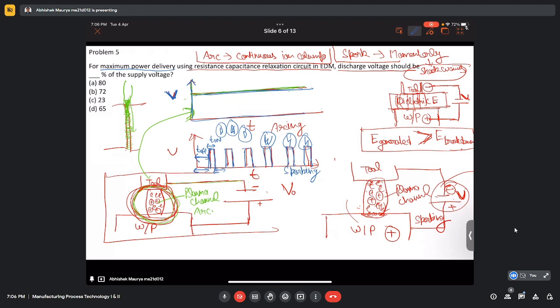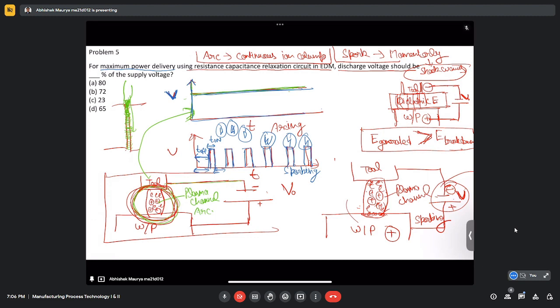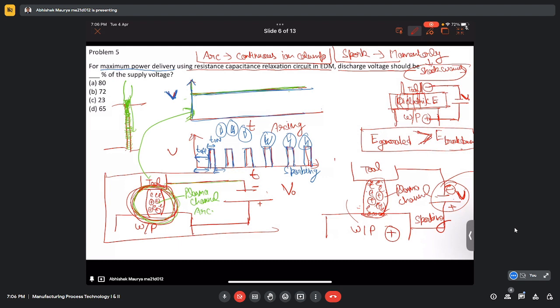So we are looking for a voltage source which should provide this kind of voltage characteristics. That is done by a circuit which is called a relaxation circuit. So now I will draw the relaxation circuit and I will explain its function.